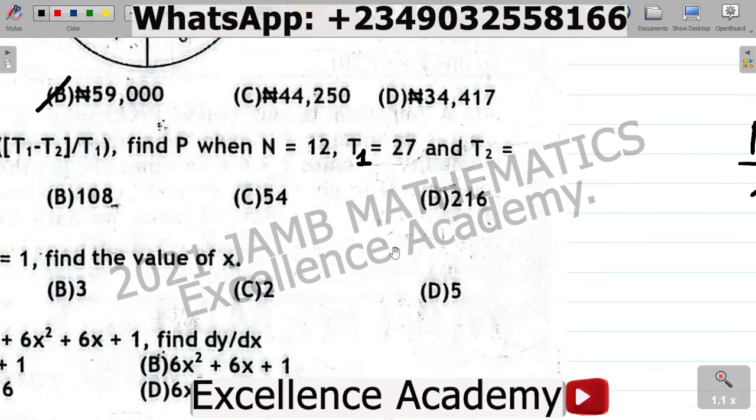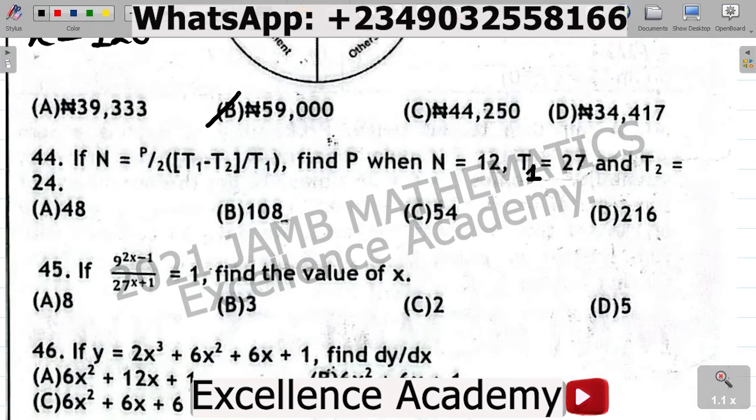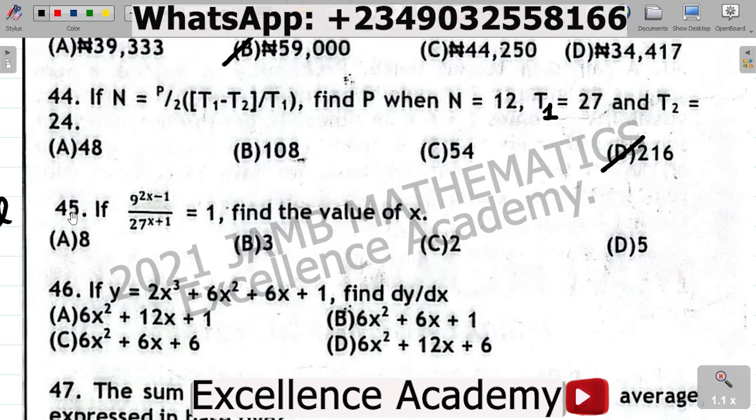Let's see which option is 216 here. From this, that is option D, 216. So that's your correct answer. Next up, 45. 45 says if 9 to power 2x minus 1 is divided by 27 to power x plus 1 is equal to 1, find the value of x. A, 8, B, 3, C, 2, D, 5. So how do we solve this question?